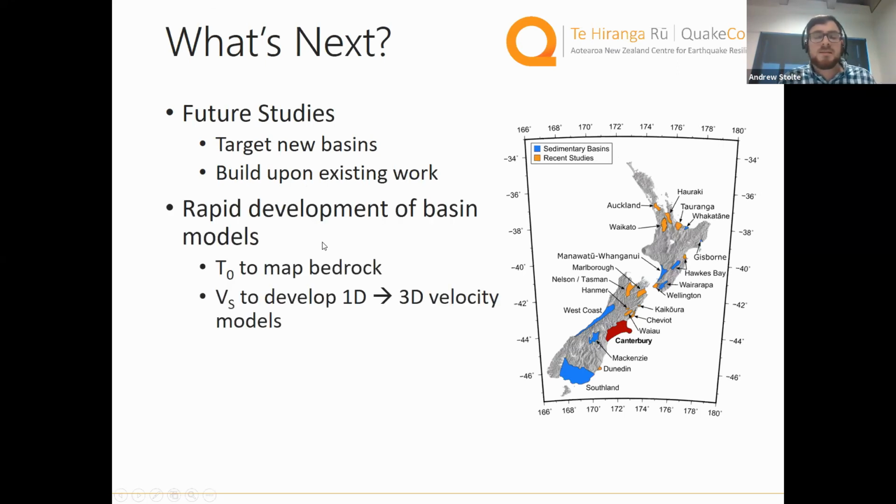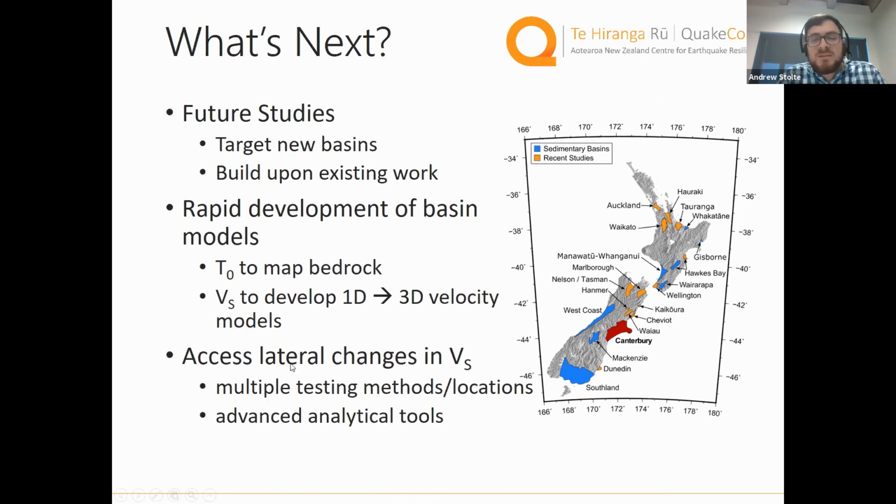The other thing is, as we continue doing this field work, it enables us to develop rapid basin models we can input into complex simulations. Again, we can use T-naught to map bedrock, and then we can take shear wave velocity methods to develop 1D to 3D models of soil stiffness. One thing that I'm interested in is using all of this data to assess lateral changes in shear wave velocity, using tests at multiple locations, using multiple methods, and we can start to use more advanced analytical tools to take 1D shear wave velocity profiles and start looking at them in 2 or maybe 3D.